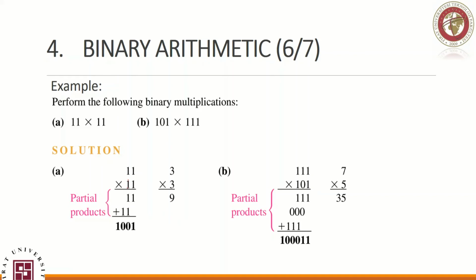Okay, 1. So 1 times 1 is also 1. So now you sum up these partial products. Sum them up means what? 1 plus, here we don't have any digit, so it will be 1 plus 0.